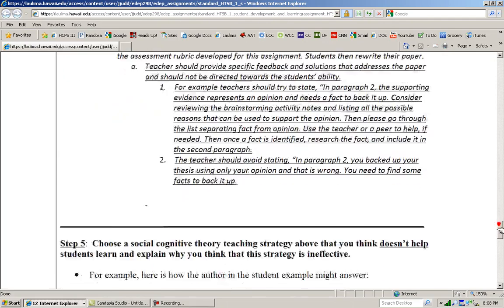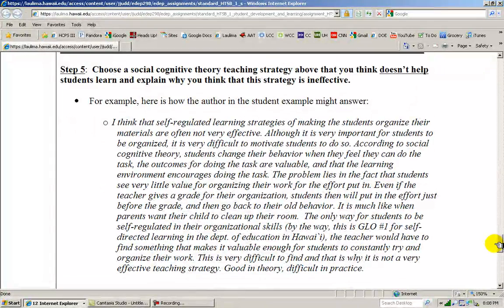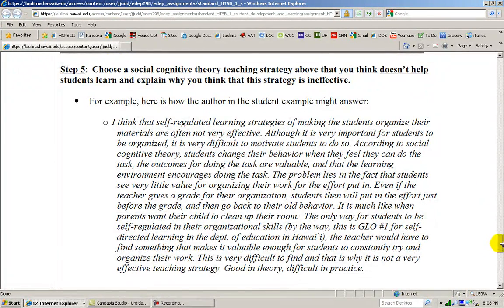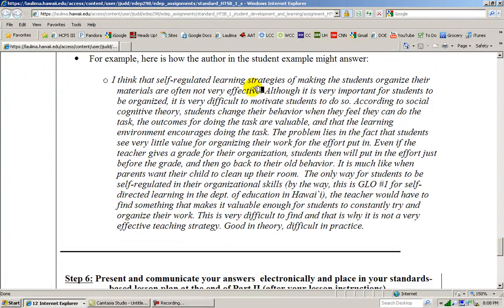Notice your lesson is getting stronger and stronger as we go through. Then finally, like we did in all the old ones, pick something that you think doesn't help with the student's learning. In this case, this person thought that self-regulated learning and making students organize their materials is not very effective.